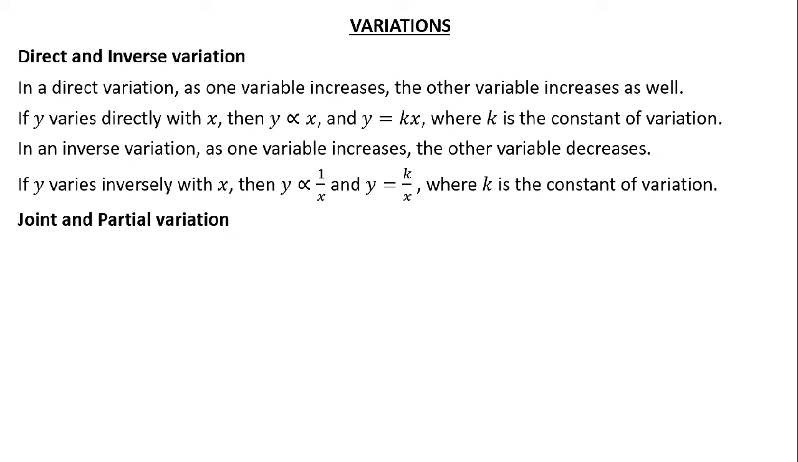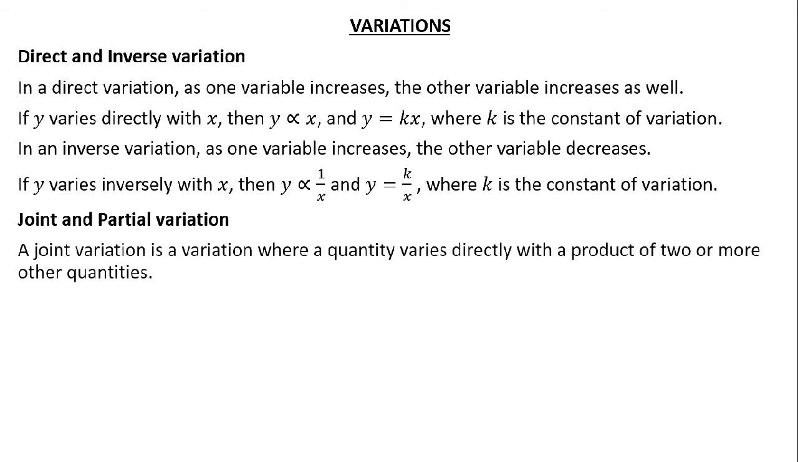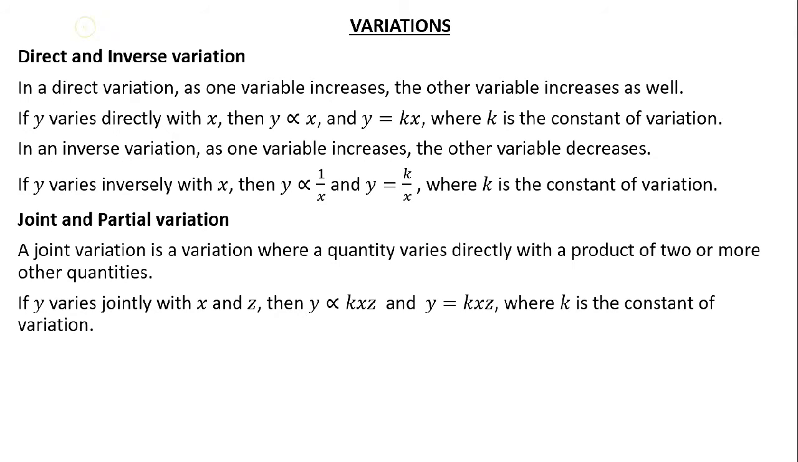Joint and partial variation. A joint variation is a variation where a quantity varies directly with a product of two or more other quantities. If y varies jointly with x and z, then y varies as xz and y equals kxz, where k is the constant of variation.